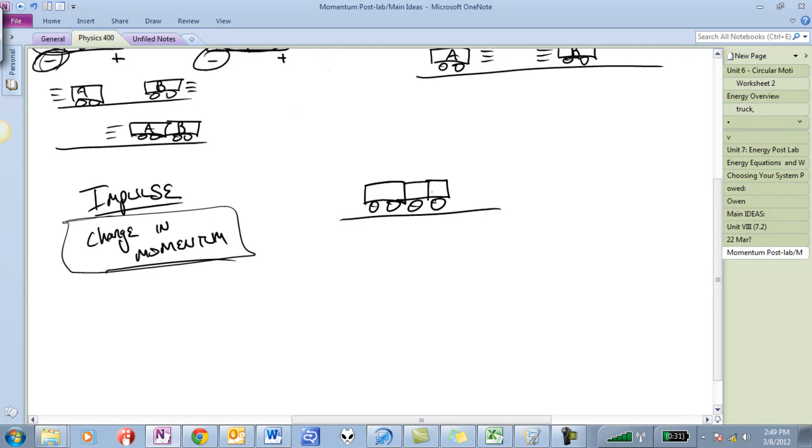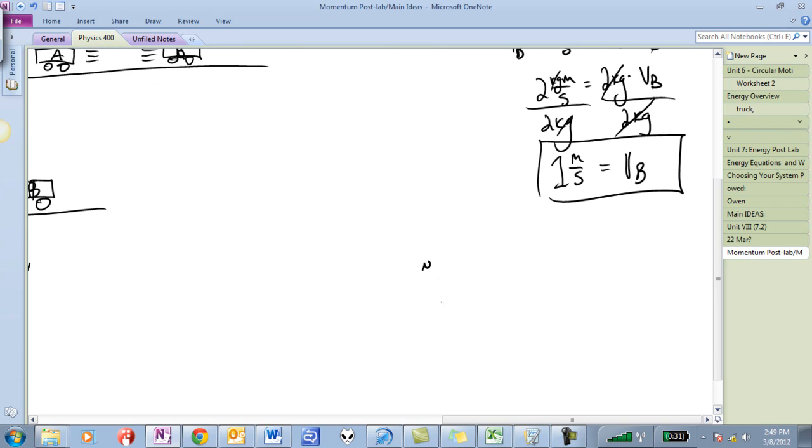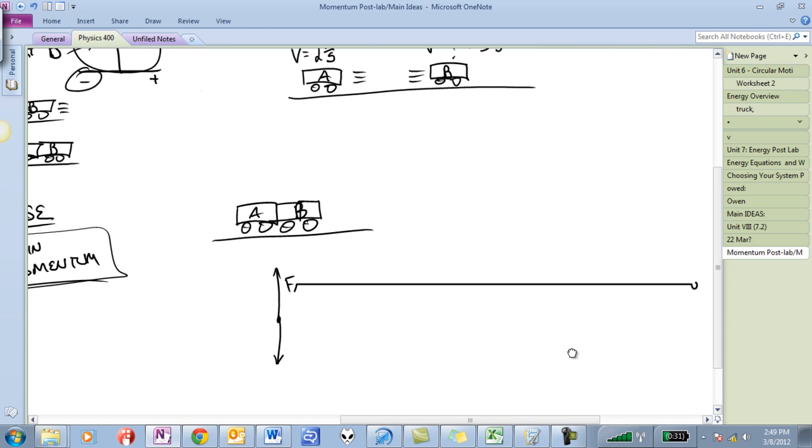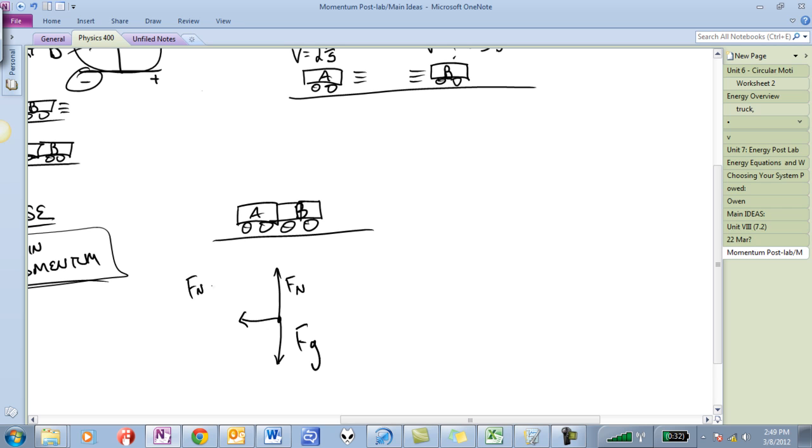And during this collision, we had A and we had B over here. During this collision, we had a certain force acting upon A. So we have Fn going here. We have Fn here, Fg happening there, and of course we have Fn on A by B.